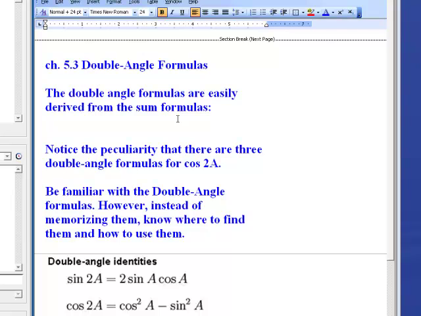Double angle formulas are easily derived from some formulas, and because it's so easy, I'm just going to do it right here. Unlike in the last lecture, where I just relied on you looking at the proof in the book and didn't bother with doing it, this one is so quick here.